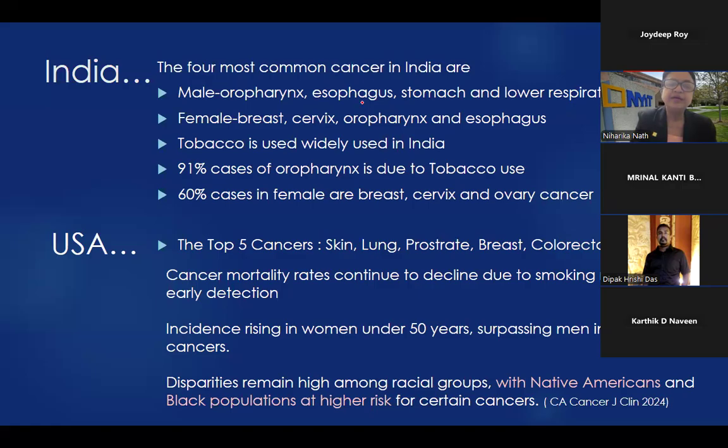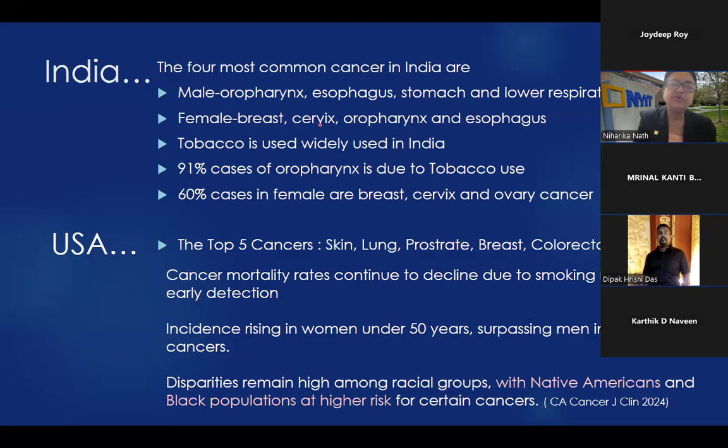So India is a nice comparison. What are the common cancers? The common cancer is oropharynx, that means oral, simply oral. Then esophagus, which is the top part before the stomach, and then the stomach. So these two cancers, again, maybe diet, food, and respiratory tract, lung cancers.